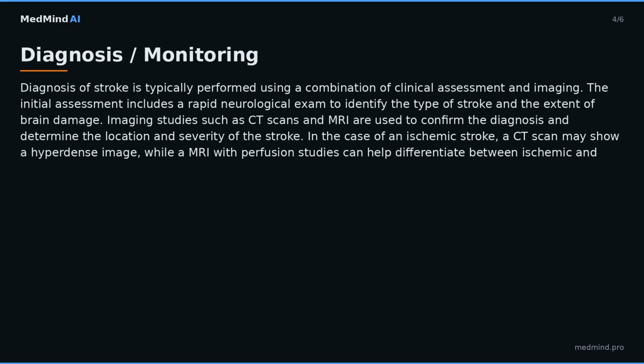Diagnosis and monitoring. Diagnosis of stroke is typically performed using a combination of clinical assessment and imaging. The initial assessment includes a rapid neurological exam to identify the type of stroke and the extent of brain damage. Imaging studies such as CT scans and MRI are used to confirm the diagnosis and determine the location and severity of the stroke. In the case of an ischemic stroke, a CT scan may show a hyperdense image, while a MRI with perfusion studies can help differentiate between ischemic and hemorrhagic strokes.